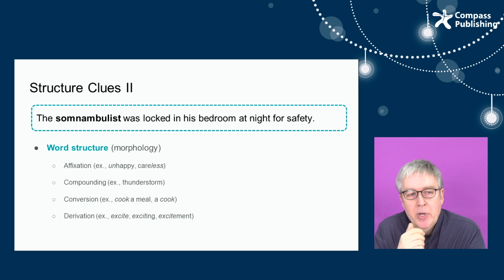But maybe we know IST, that suffix, means a person, like violinist or artist. That means a person. So it's a kind of person. And son, maybe we have seen this in other words. But probably ambula. Ambula means like moving around, and like ambulance. Ambulance is a car to move people, especially sick people. So somnambulist here means a person who moves around in their sleep.